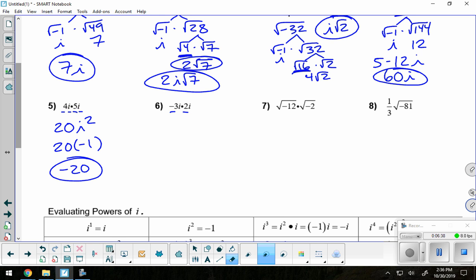Okay, so for number 6, similar idea. So negative 3 times 2 is negative 6. i times i again is i squared. Swap it out though. What's i squared? That's negative 1, where our final answer would actually be positive 6.